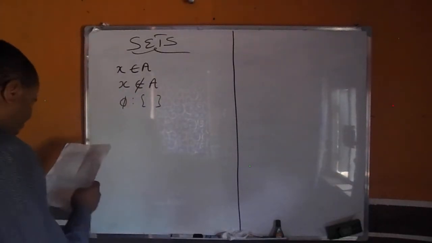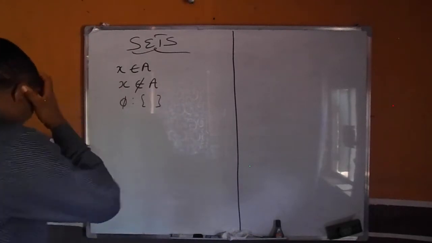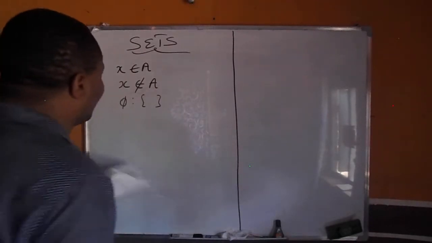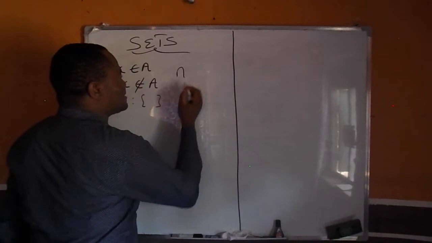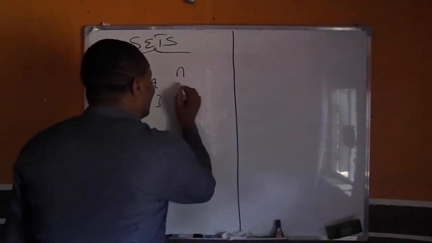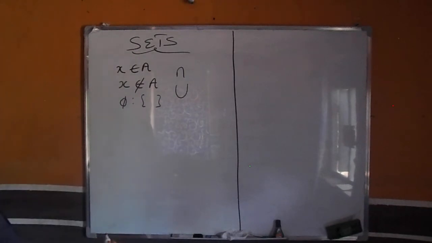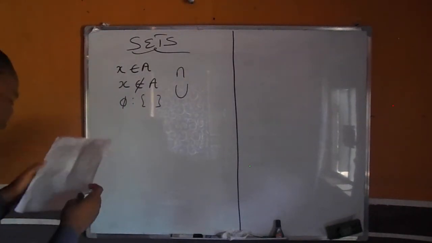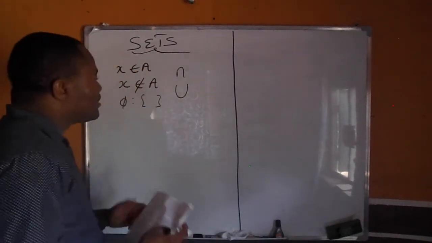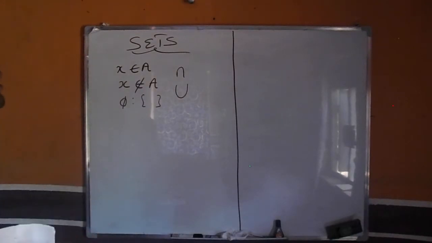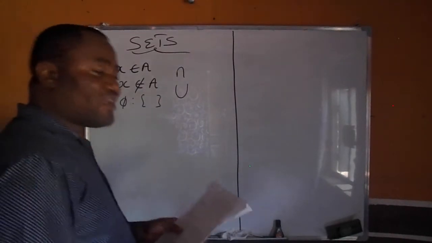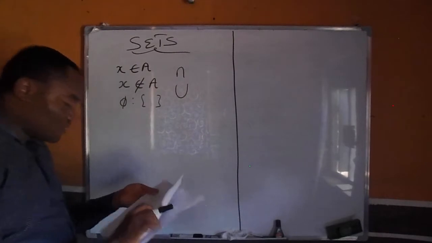Now, let's go to example 1. But before going to example 1, when we have something like this, we said it is intersection. And when we have something like this, we said it is union. All these signs, you have to know their meaning very well. When you know the meaning of all these signs, then you will find it very easy to solve questions on sets.